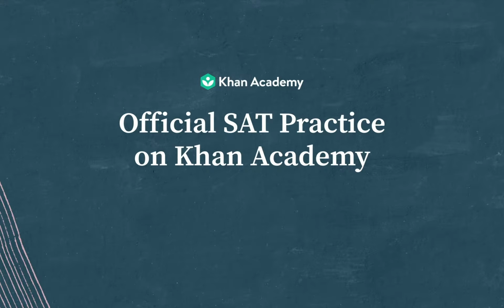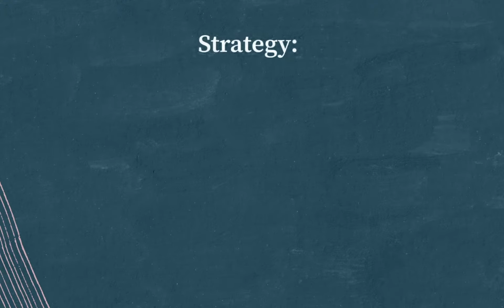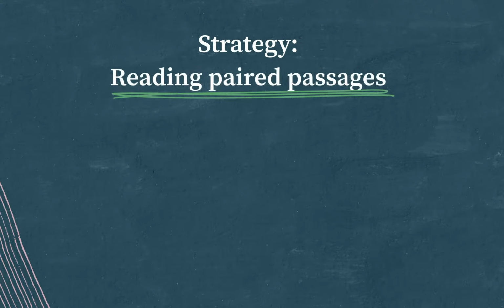If you've taken a practice SAT, you've probably noticed that one of your reading tasks asks you about two passages paired together instead of just one. In this video, I'm going to look at one way to approach a set of paired science passages on the SAT. Instead of reading both passages at once and then diving into the questions, I'd like to do them one at a time. So my strategy looks like this.